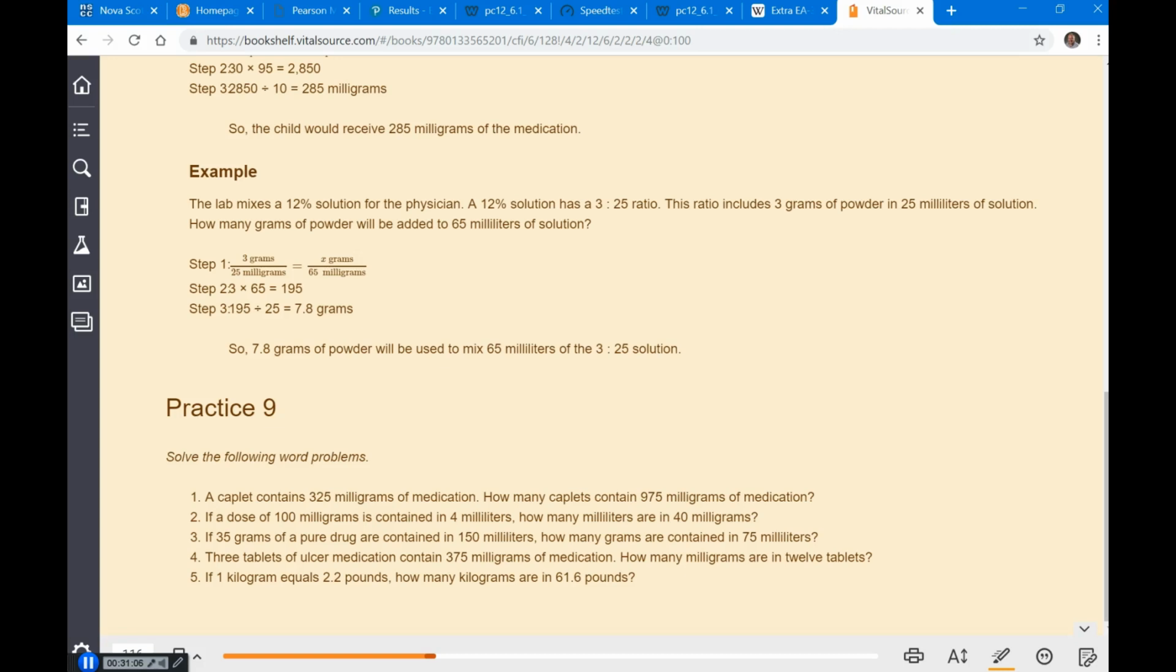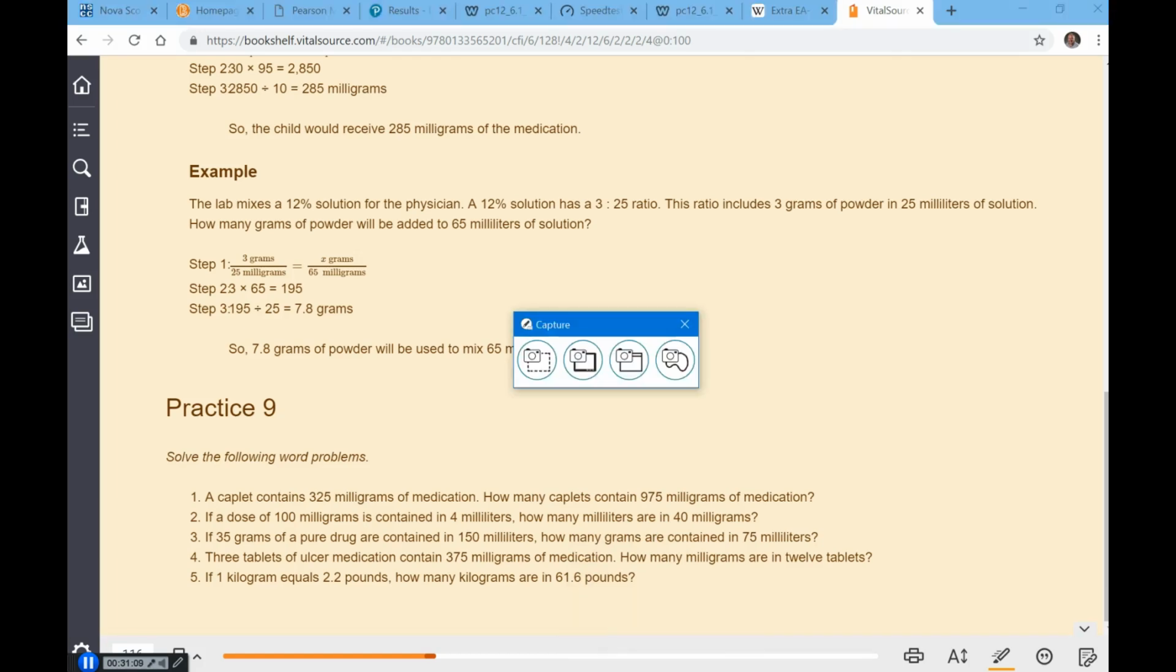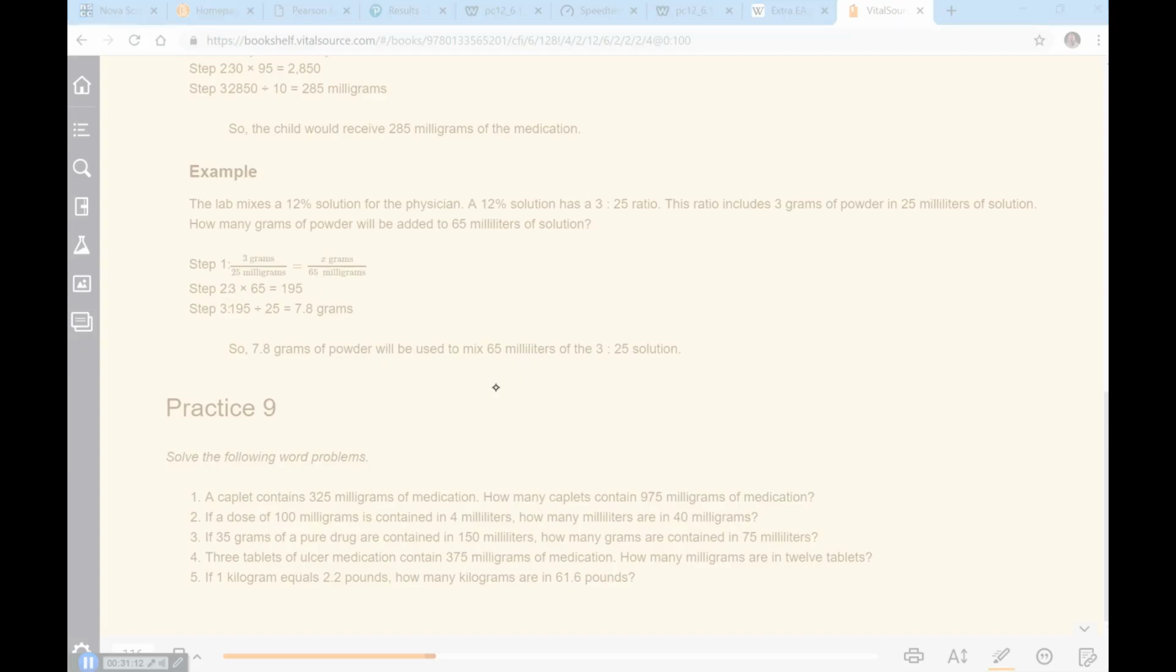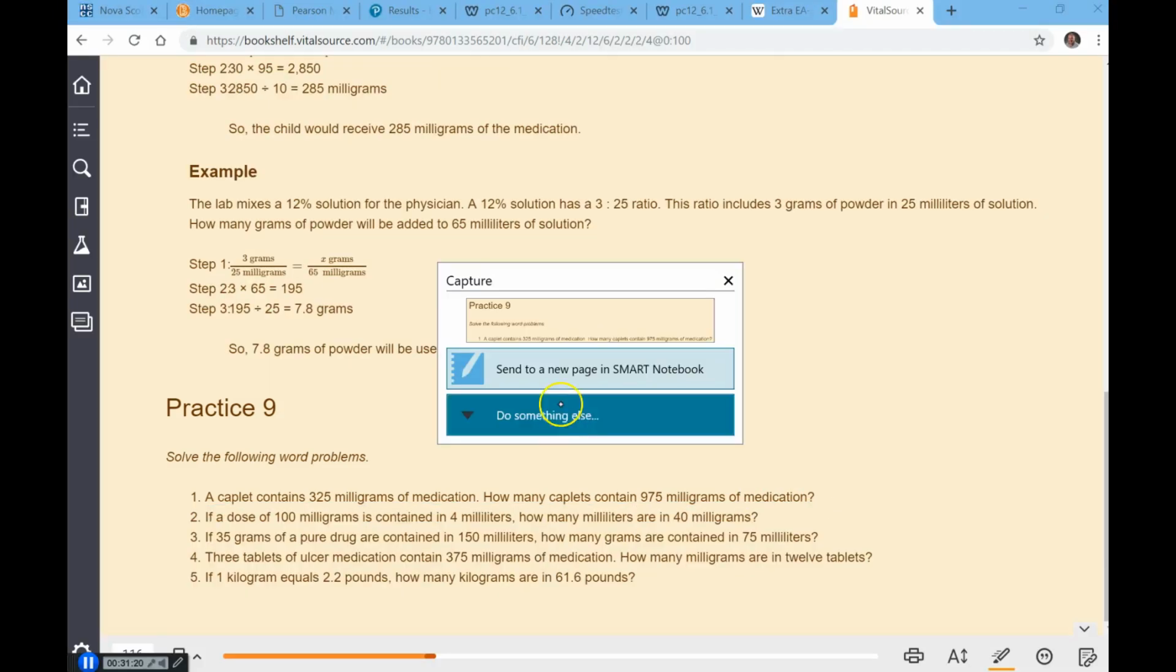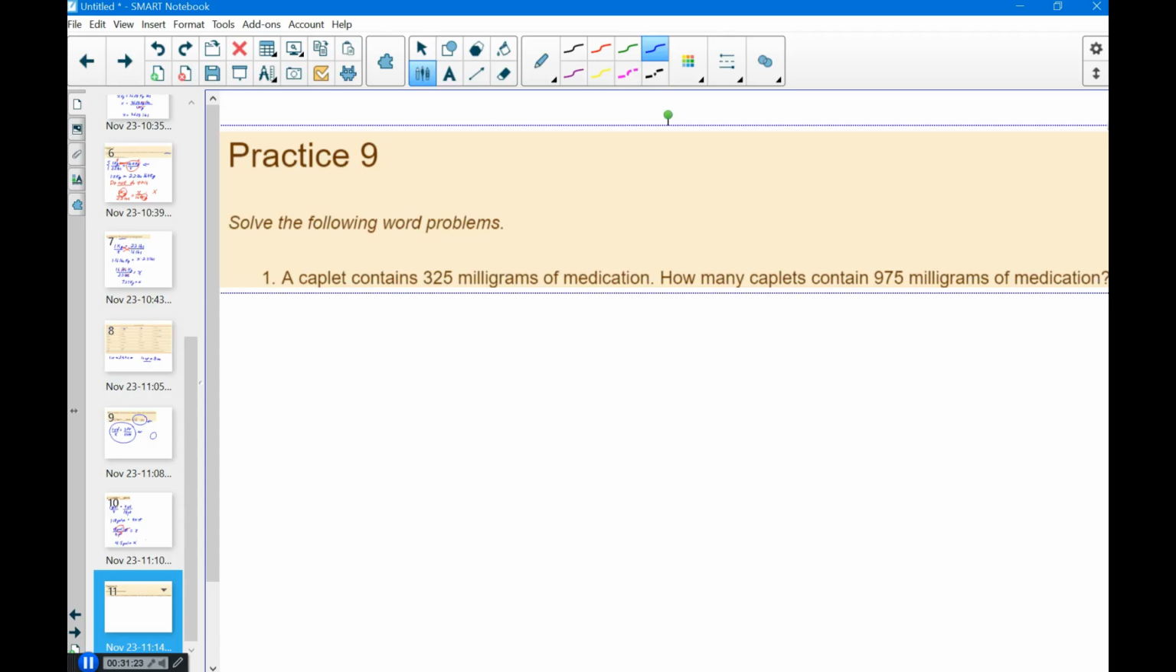All right, so let's look down here at number 9. I'm going to show you how to break this down and get the information you need out of this question. So look at number 1, for example. It says a caplet contains 325 milligrams of medication. How many caplets contain 975 milligrams of medication? You're like, oh, I don't know. 5? It's a good guess. No, good guess.